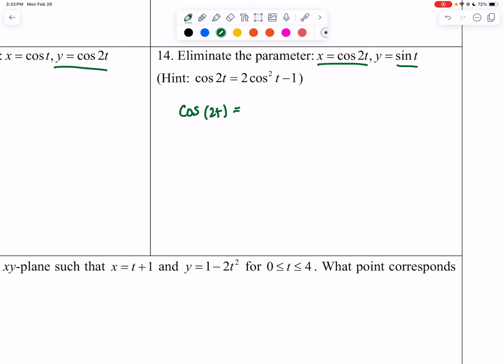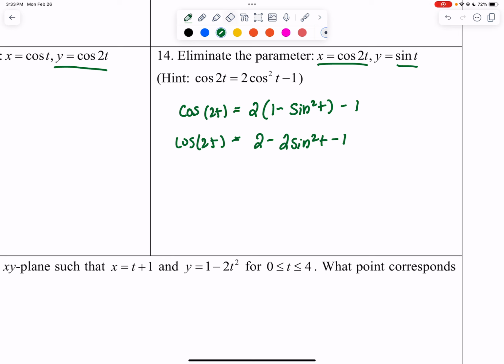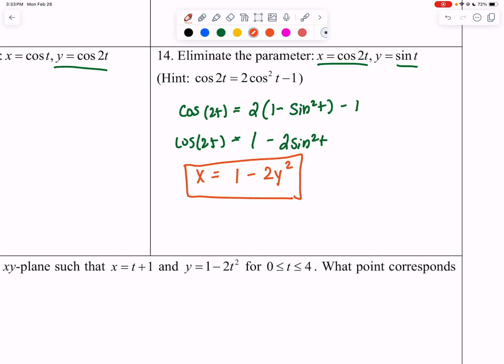Because we have sine and this is cosine, you also need to think about another identity that we can use for cosine squared. Hint, hint: 1 minus sine squared of t. So that's going to give me cosine of 2t is equal to 2 minus 2 sine squared of t minus 1. Simplify that, I'm going to get 1 minus 2 sine squared of t. Okay, now this looks a little bit better, because then I could say x is equal to 1 minus 2y squared. That's my final answer, I promise.